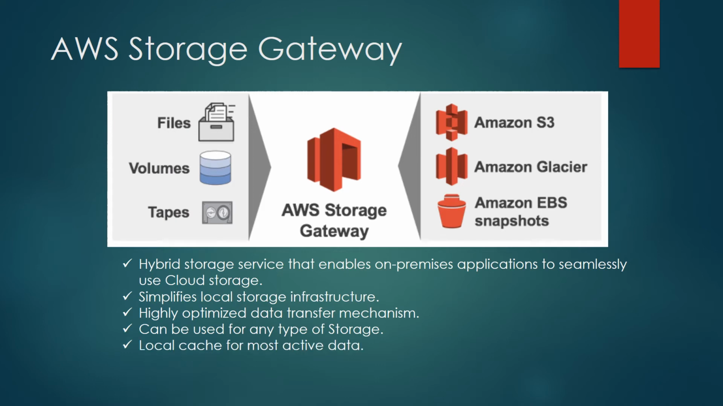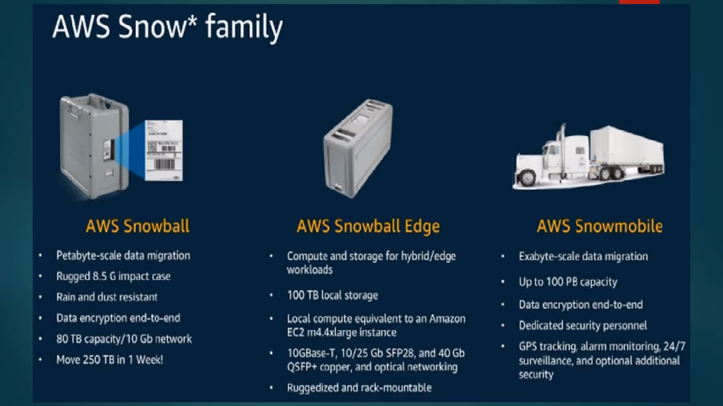Let me point out a small note here. All the data migration services that we have discussed so far require network connectivity for data migration and access. This means the speed of data migration is dependent on network capability. However, the Snow family of devices can be used for offline data migration. This means physical devices are used to transport data into and out of AWS.